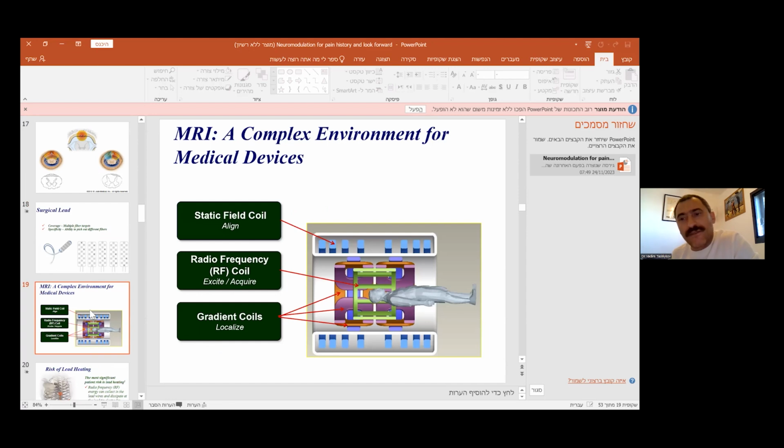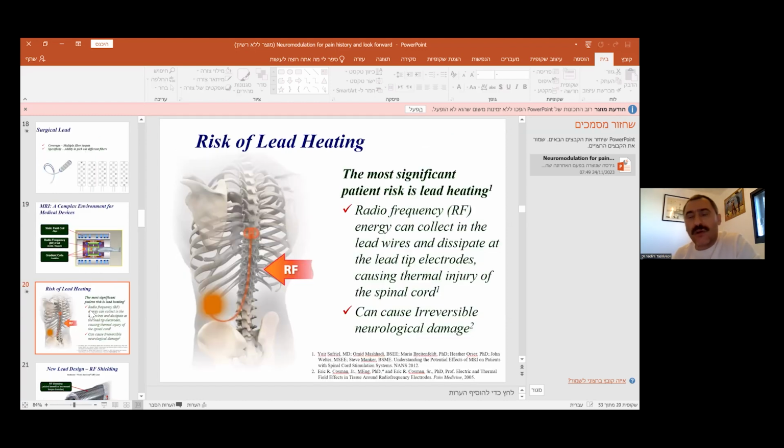The next step of the development in neuromodulation was the creation of MRI compatible devices. The point is that the MRI machine includes different coils inside. One of them is the radio frequency coil. The problem with the radio frequency coil is that when you have a metallic device in the electric field of the radio frequency coil, it could heat. It can elevate the temperature and cause burning of the spine, causing irreversible neurological damage. And this is the reason why we need an MRI compatible system.